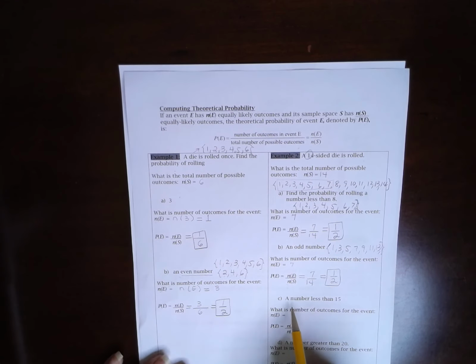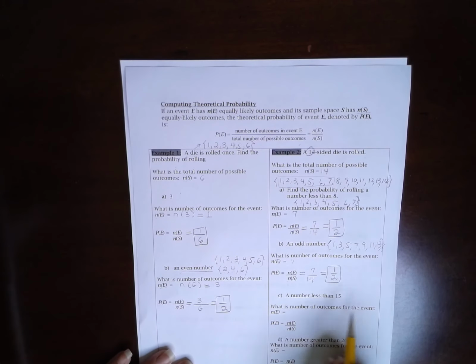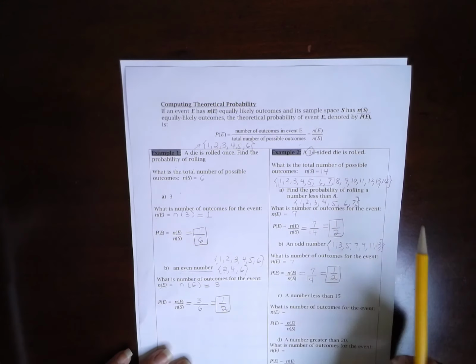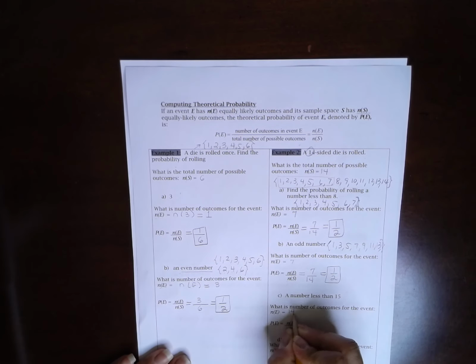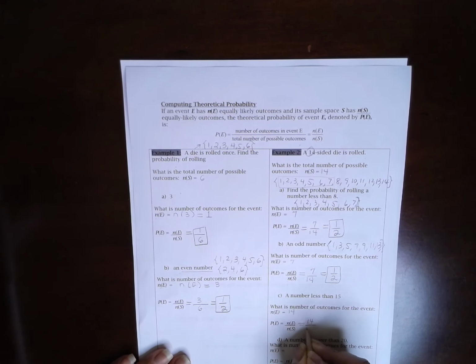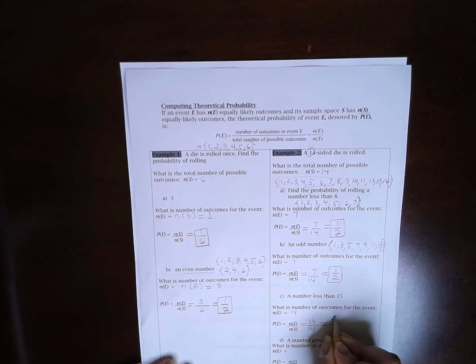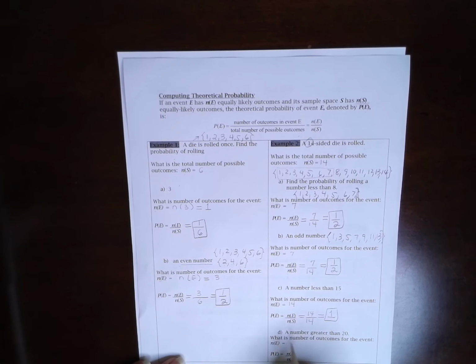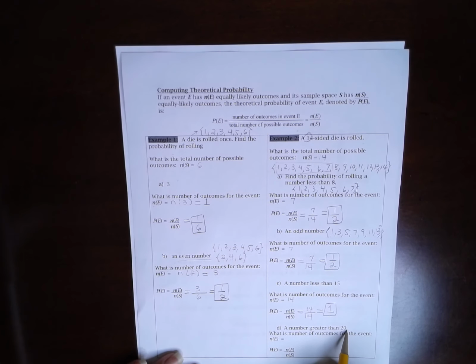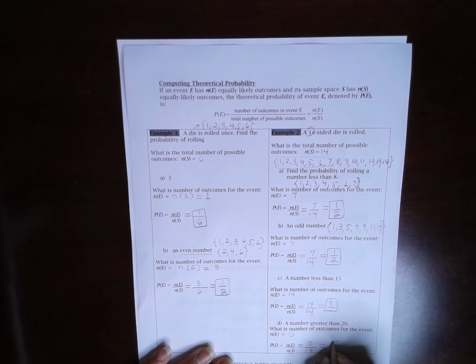Here it's asking you for a number less than 15. All of the numbers on the 14-sided die are less than 15. So the number of outcomes in the event is 14, and the sample space is 14. So 14 divided by itself equals 1. Next, we have a number greater than 20. On a 14-sided die, none of the numbers are greater than 20. So there are 0 outcomes in that event. This is 0 divided by 14, which equals 0.